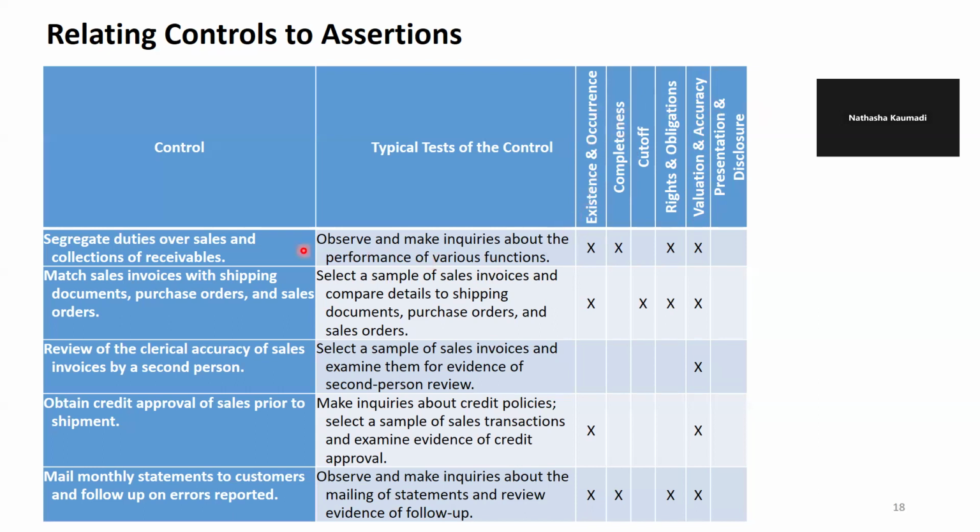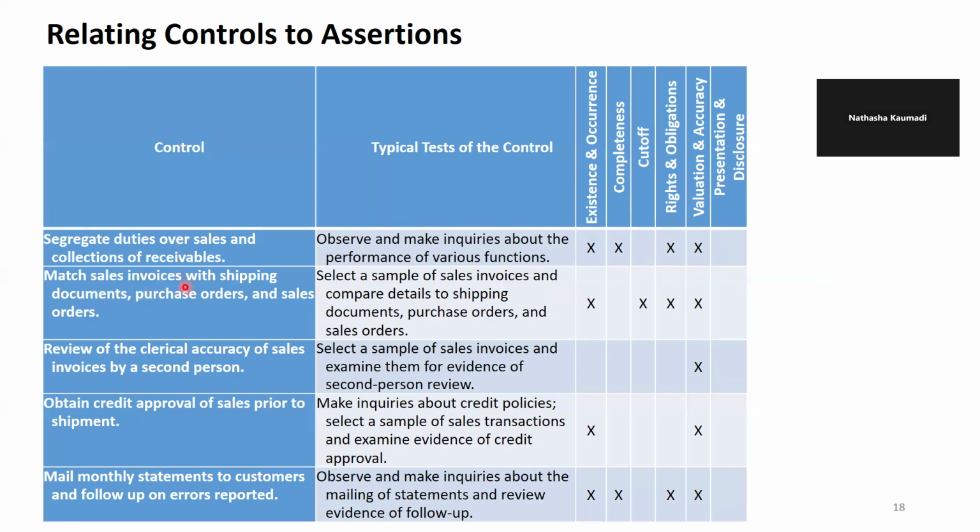So when you do this test of control, you can verify whether the occurrence is there for revenue transactions, whether the debtors are actually existing. Maybe completeness. You can check whether the completeness is there. You can identify the rights and obligations, whether the company has actual rights over the debtors, because you are checking the documents. Since you are checking the documents, you can check the accuracy of the invoice. You can check the accurate valuation of the debtors. Likewise, certain assertions can be covered using this test of control. Take the second one.